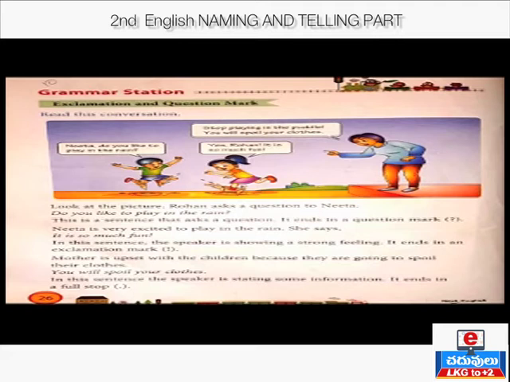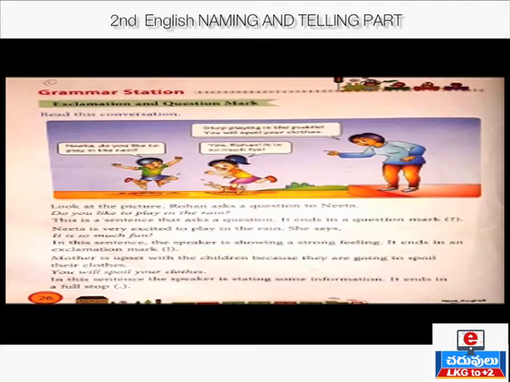Do you like to play in the rain? This is the sentence that asks a question. He is asking a question, right, children? He is asking a question to Neeta. Like, do you like to play in the rain? It ends in a question mark. Do you like to play in the rain? This sentence is ending with a question mark.